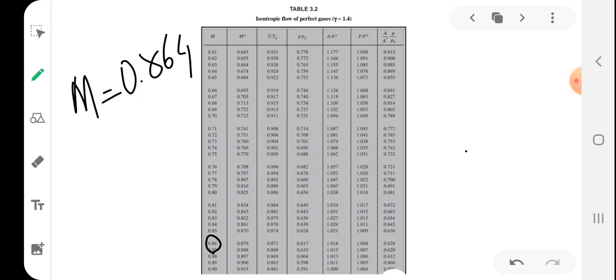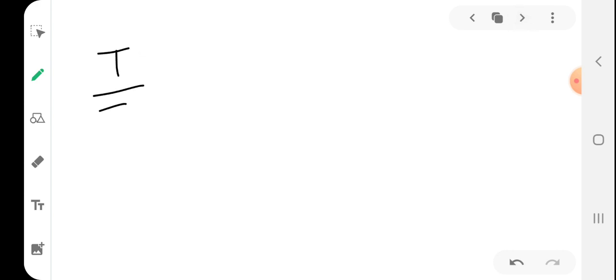You will get T by T0 as, since it is 0.864, I am just approximating. You have to do interpolation if you want to get the correct value. I think you know the method to interpolate. I have taught you in your HMT class. If you do interpolation, you will get the value of T by T0. You will get 0.87. So T by T0 is 0.87.